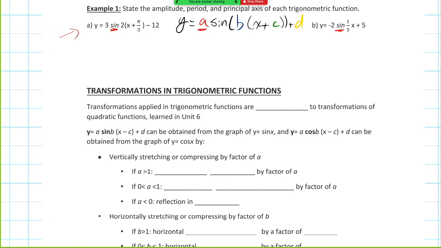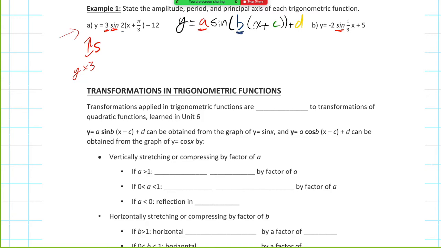Our a value here is essentially the value of 3. So that's going to have a vertical stretch to it, and it's going to multiply by 3. Think of it like taking the y value and multiplying it by the number 3. And we'll actually show the graphical representation of this after. The first thing we're doing is just getting used to picking out the values.